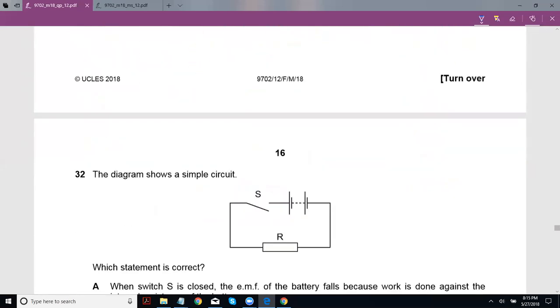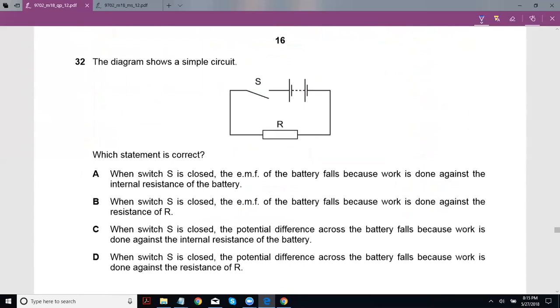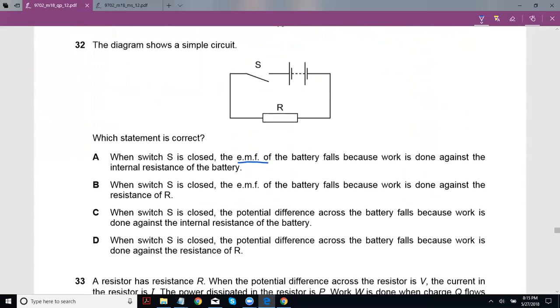All right. So 32. The diagram shows a simple circuit. Which statement is correct? A: When switch S is closed, the EMF of the battery falls because work is done against the internal resistance of the battery. Does the EMF of the battery fall? No, it doesn't, because work against internal resistance happens anyway, regardless of whether the switch is closed or not. So EMF would remain the same, and EMF doesn't really change.